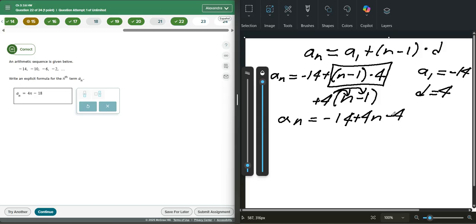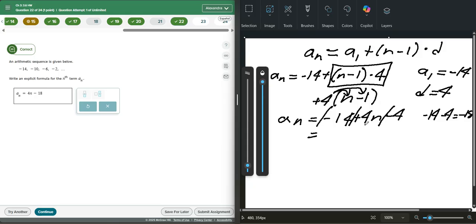Okay, but this is not entirely simplified yet, so let's simplify it one more time. So we're going to combine like terms. Okay, so we can combine negative 14 minus 4. Negative 14 minus 4 equals negative 18.